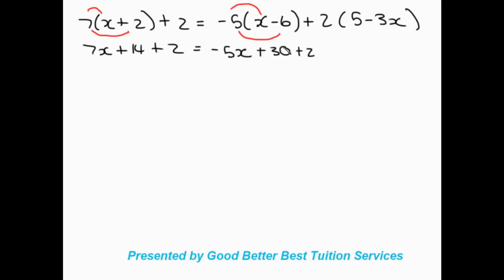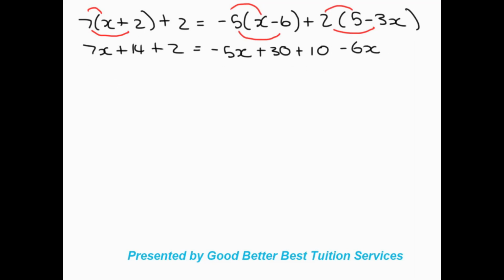Plus 2, sorry, my bad. The 2 is attached to the bracket, so we need to times the 2 into the bracket. So it's going to be 2 times 5, 2 times negative 3x. So the 2 times 5 is going to give us 10. And 2 times negative 3x is going to give us negative 6x.